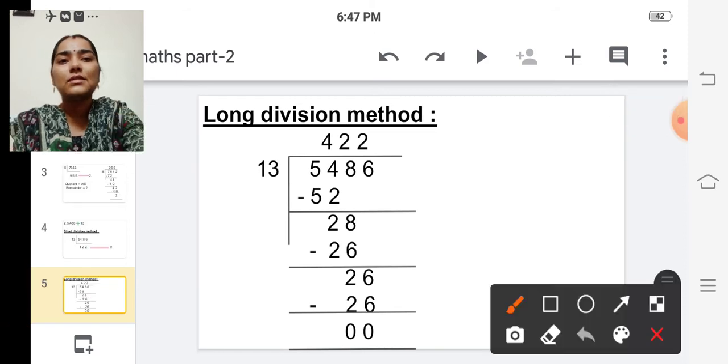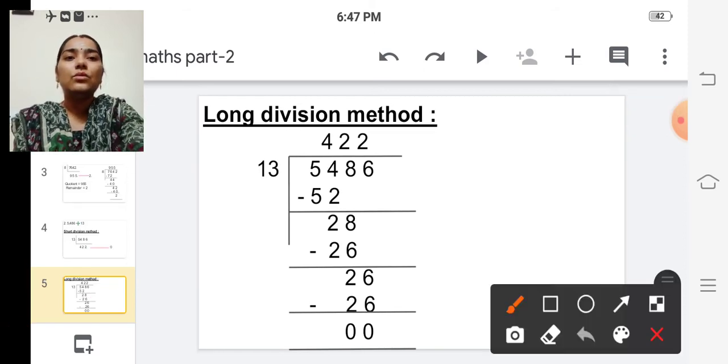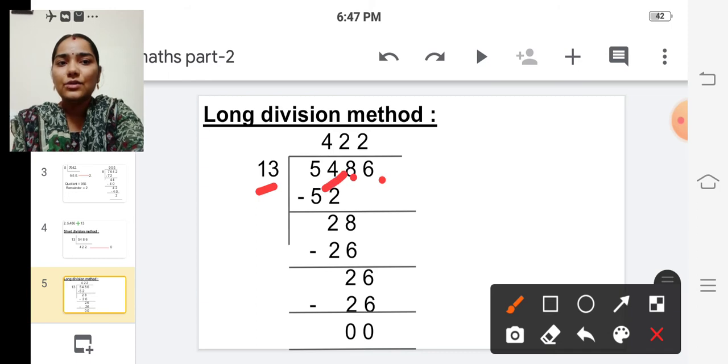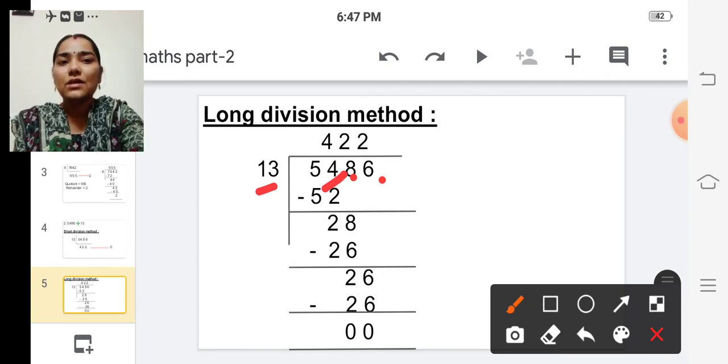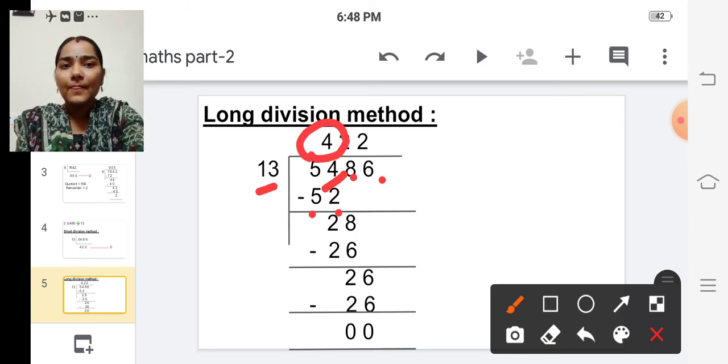You all know, isn't it? So the dividend is 5486 and the divisor is 13. Consider the first two digits of the dividend, 54. 13 4s are 52, and we put this 4 on the top, and subtract 52 from 54.